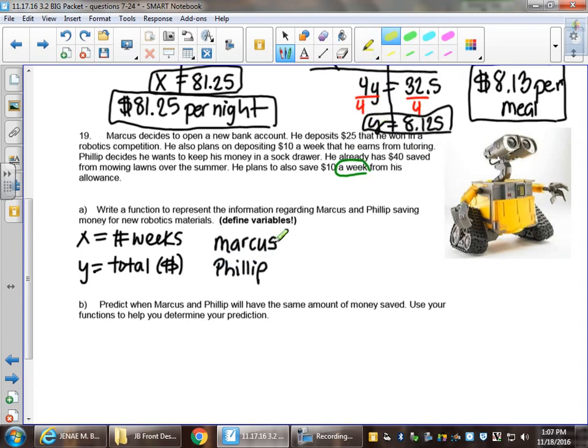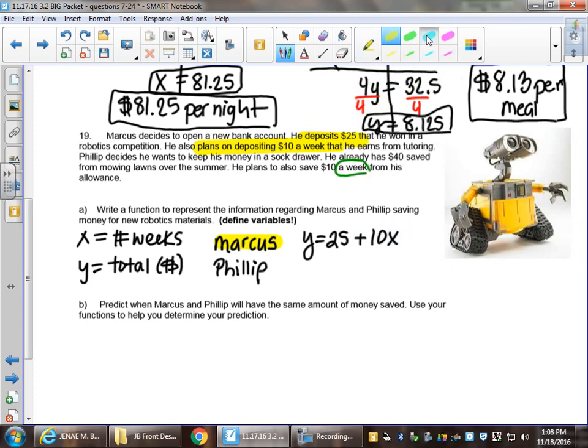Let's make Marcus yellow. Let's see what we can find out about Marcus. Marcus decides he's going to open up the account, deposits $25 that he won. So I guess I only need deposits $25. And he plans on depositing $10 a week. So $25 to start in the account. Y equals 25 plus $10 per week.